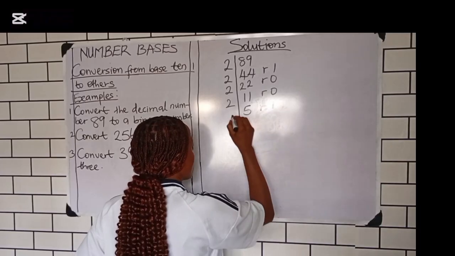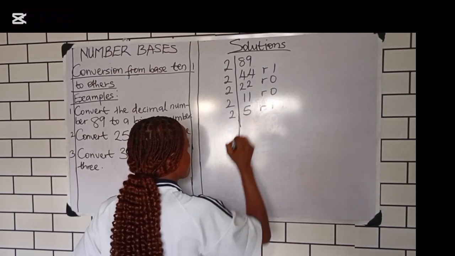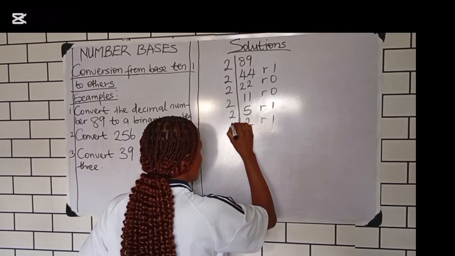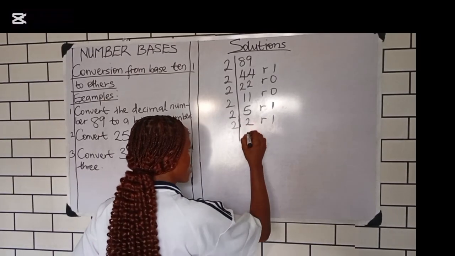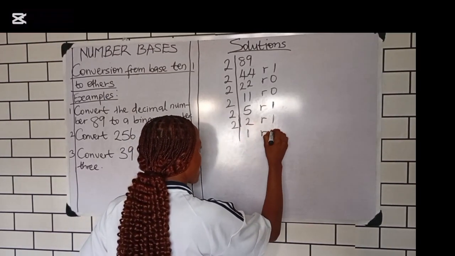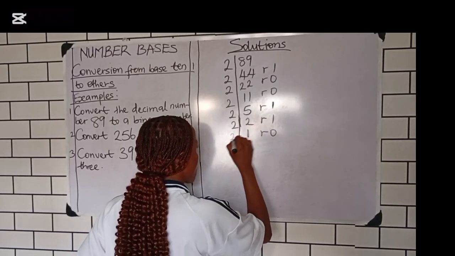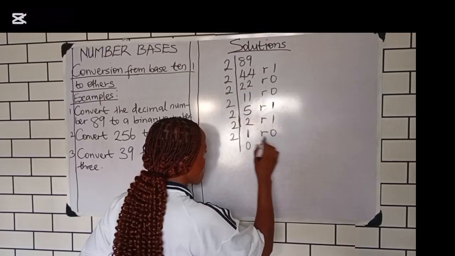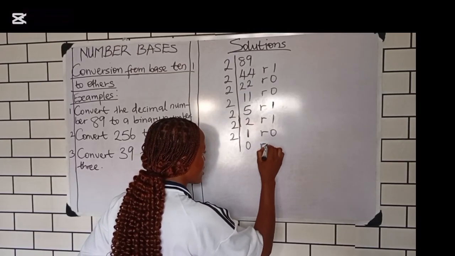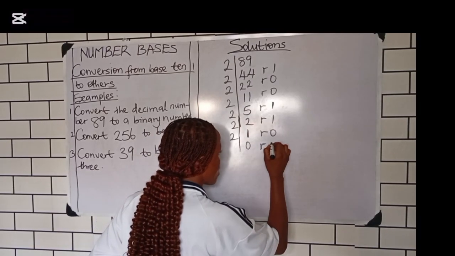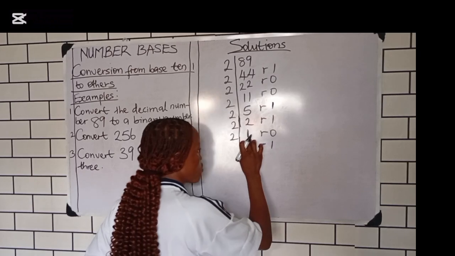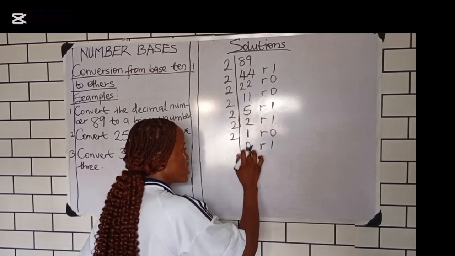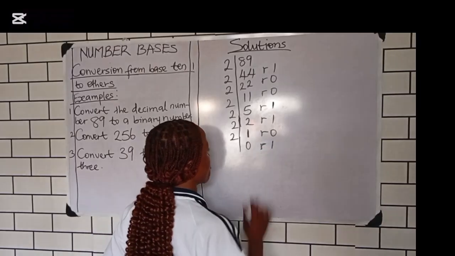Remainder 1. 2 divide 5 will give us 2, remainder 1. 2 divide 2 itself will give us 1, remainder 0. 2 divide 1 can't go, because 2 is bigger than 1. Therefore, you write 0, and that one should be the remainder, the last digit.